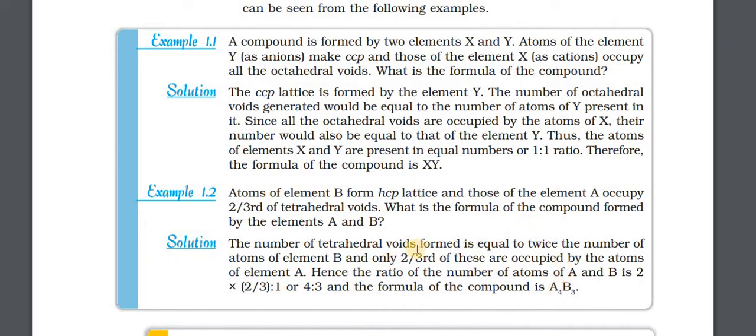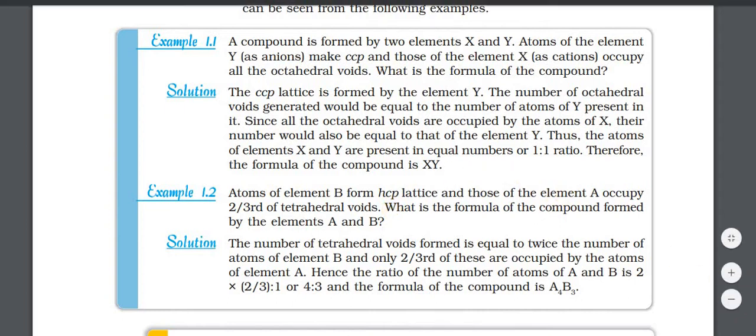So if B is equal to x, then they are telling that A is equal to 2/3 of tetrahedral voids, and tetrahedral voids is 2n. As per the formula, tetrahedral is 2 into the number of octahedral voids. Octahedral voids are occupied by B, and then A would be 2 by 3 of 2x. So it means 4 by 3 x is to x. So it would be A4B3.